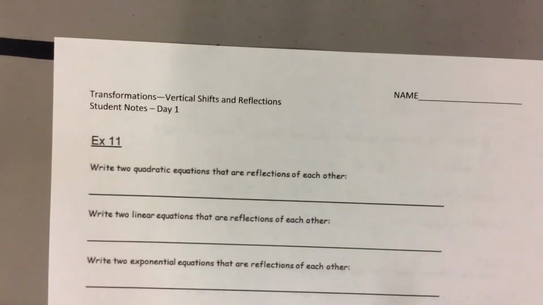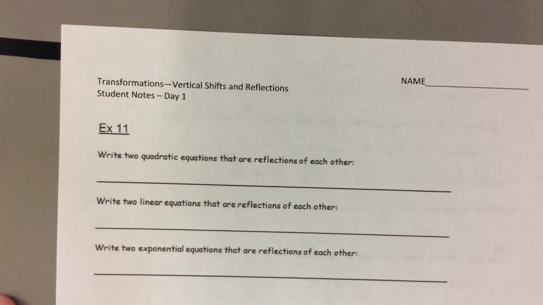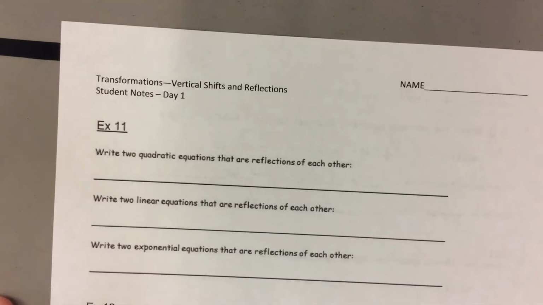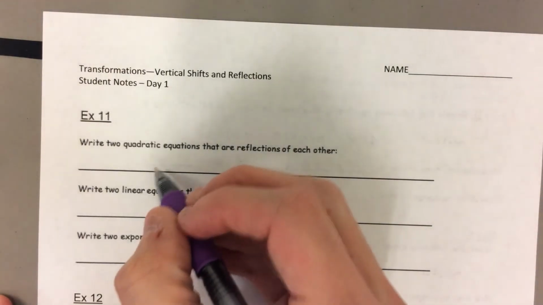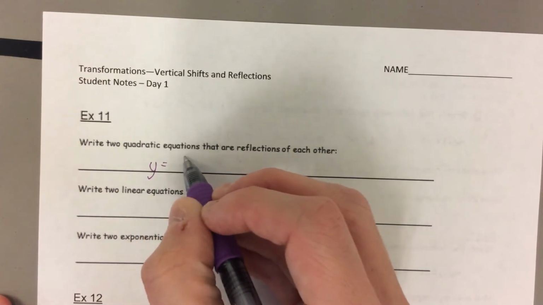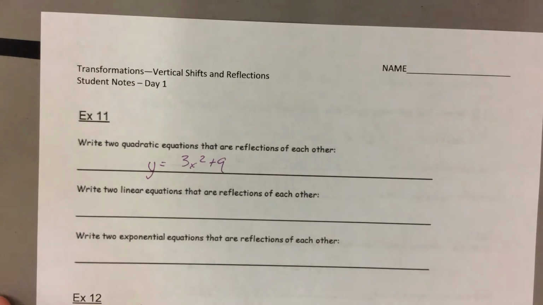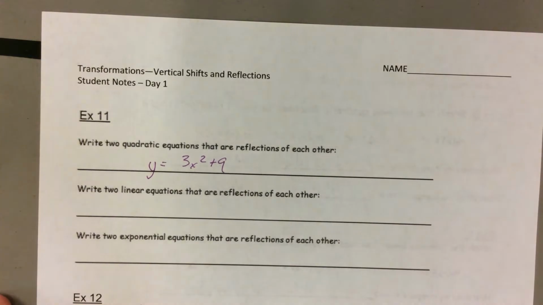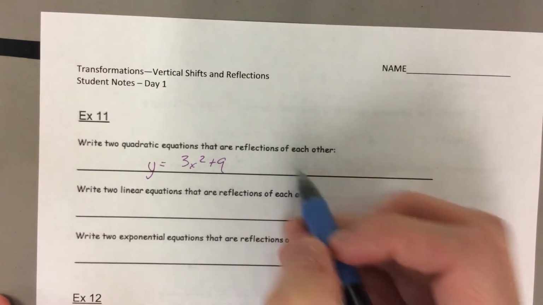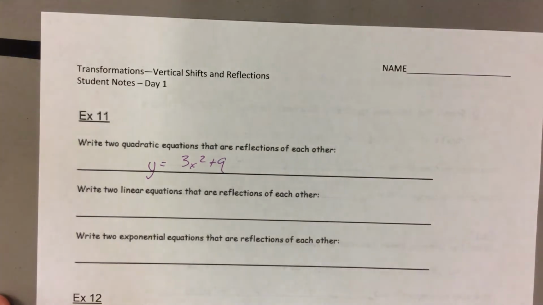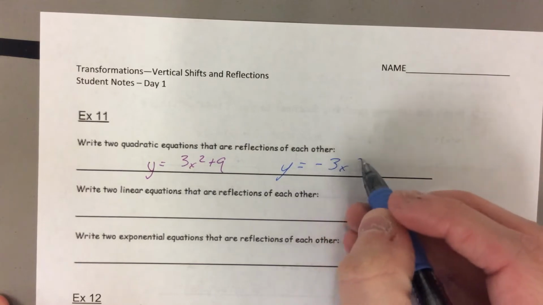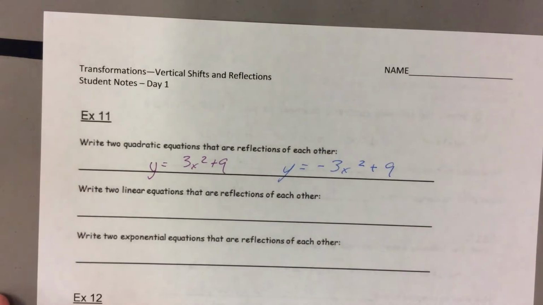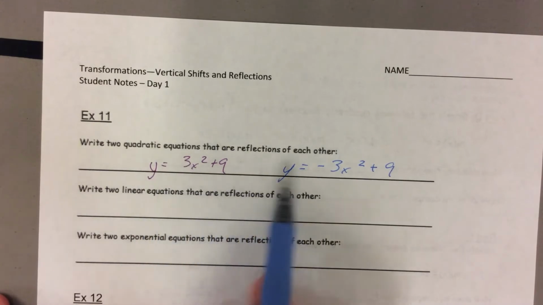If you need to. On the back here, we have example 11. It wants us to write two quadratic equations that are reflections of each other. So I'm going to do one of them. y equals 3x squared plus 9. But with all the practice you've had with Desmos, the calculator website there, you should be able to write the other one. So write it right here. Alright, so y equals negative 3x squared plus 9 is what you should have gotten. Those are two quadratic equations that are reflections of each other.